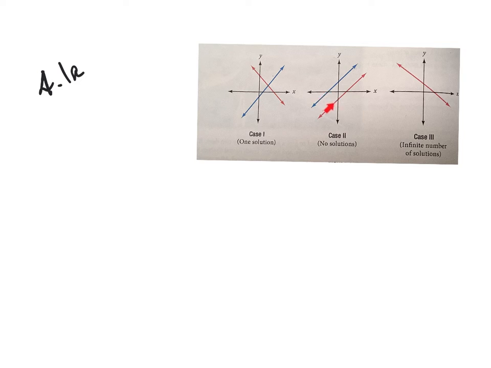The other option is that the lines don't cross at all. They're parallel. There's no solution to this because the only solution is where they cross. And then our third one is not only where they cross at one point, but your other option is that the blue and the red line lie on each other. Therefore, all of the points work because they're basically the same line. So you either get one solution, no solutions, or an infinite number of solutions here.